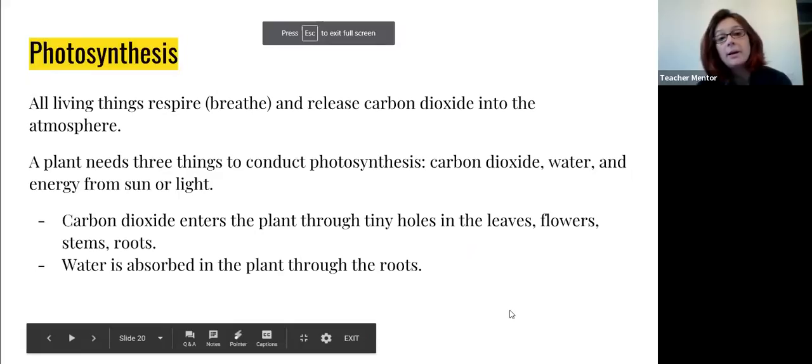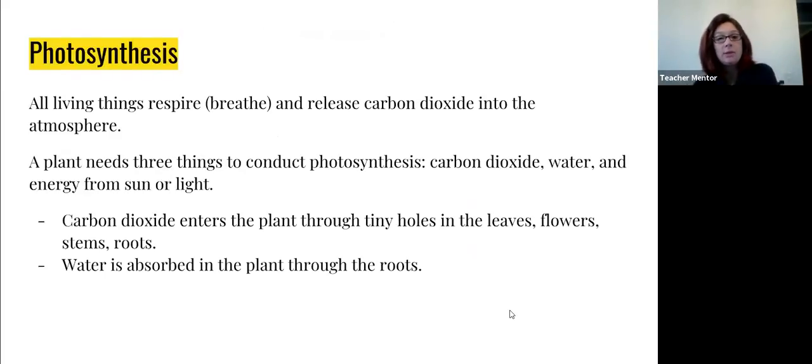Okay, so let's focus now on photosynthesis because your assignment, interaction of cycles, asked you to look at the carbon cycle, photosynthesis, and cellular respiration. So let's focus on photosynthesis. Photosynthesis is a very complex process. So let's begin. All living things are going to respire or breathe, okay? And release carbon dioxide into the atmosphere. So when we breathe in and breathe out, we are releasing carbon dioxide into the atmosphere.